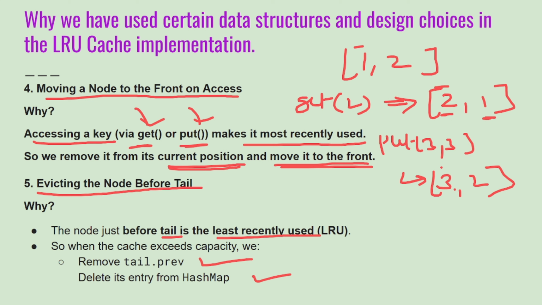If we are evicting a node from the tail, it means we are deleting the node before the tail. So how are we going to do that? The node just before the tail is the least recently used, so we'll remove tail.previous. So you know that here we'll implement a doubly linked list.